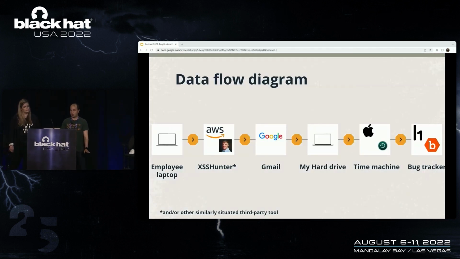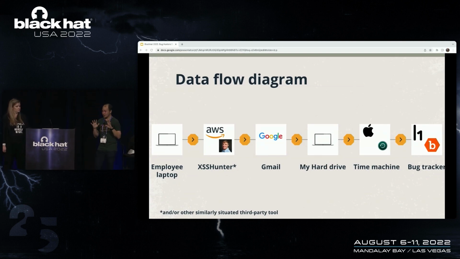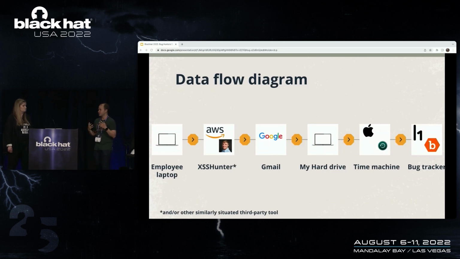Okay, so basically, the employee browsed to that admin page, and that's where the data started. And then I use a third-party testing system called XSS Hunter to manage that screenshotting thing I talked about. So from the laptop, the screenshot got sent to XSS Hunter, which is not managed by me. It's managed by just a person, and then he runs that in AWS.